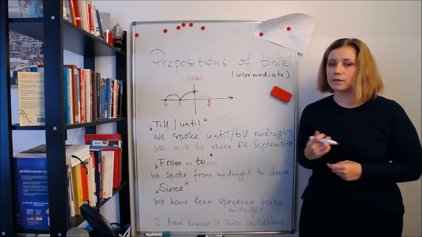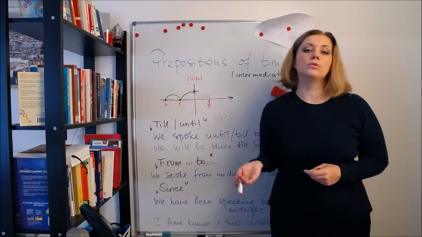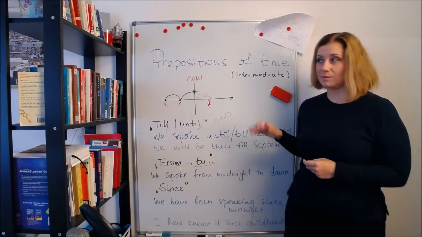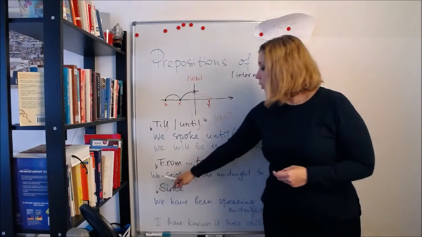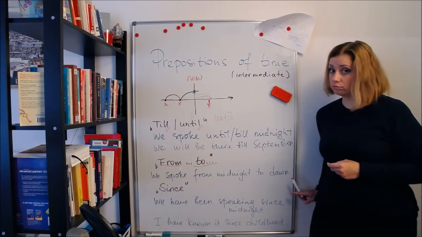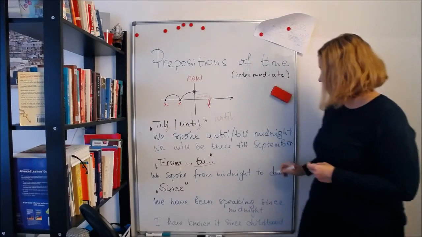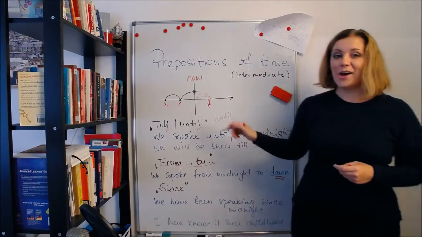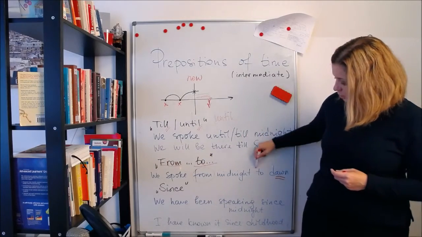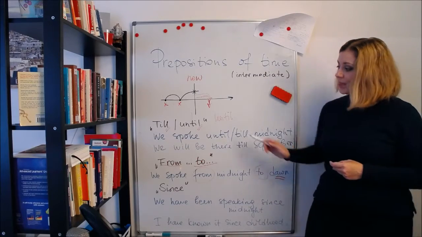We don't like to use to just to define the final point. You can say up to. So we will stay there up to September. It is sometimes used. We spoke from midnight to dawn. Dawn, the moment of the sunrise. It's dawn, not down. And I show both the initial point and the final point. So that's a phrase.